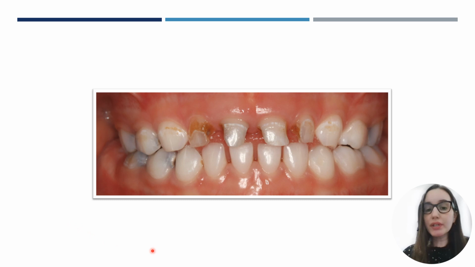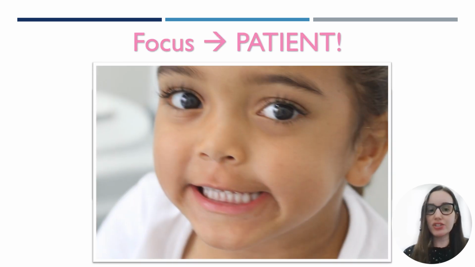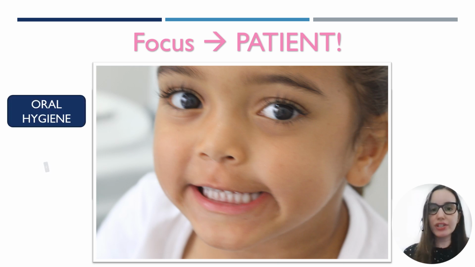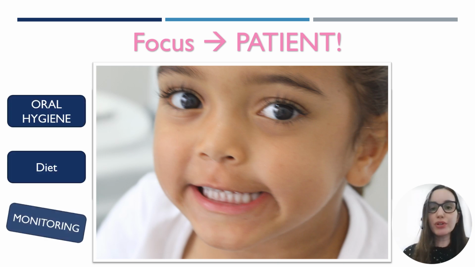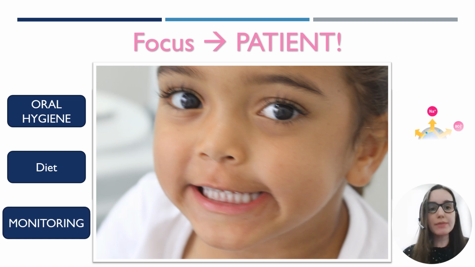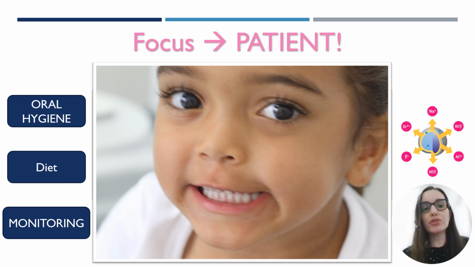So we need to stop looking only for the teeth. The first step to a successful treatment is to focus on the patient and not only on the restorations and disease. We need to start seeing and treating our patient, giving orientations about oral hygiene, diet, and keep monitoring this patient. So, S-PRG technology can help us because these materials are used not only to restore injured lesions but also to prevent tooth decay.